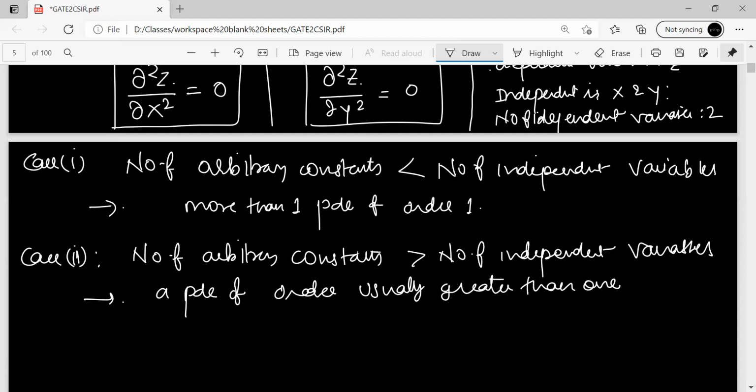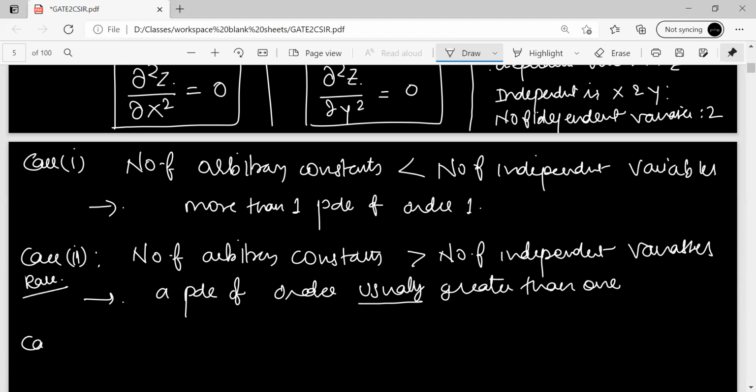Such things are very rare. That's a rare case basically. So when the number of arbitrary constants is greater than the number of independent variables, you will usually get a PD of order greater than 1. Why am I saying usually? Because there is no complete proof that you will get it for order greater than 1 only. That's why I'm saying it is a very rare case in which you will not get it. That's the word used by standard reference books: usually greater than 1.